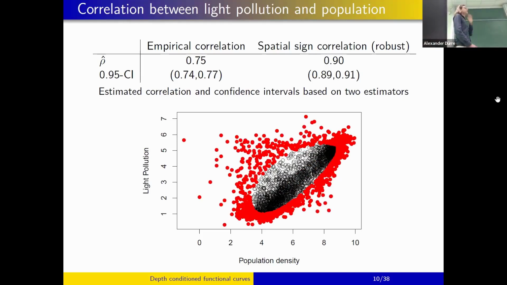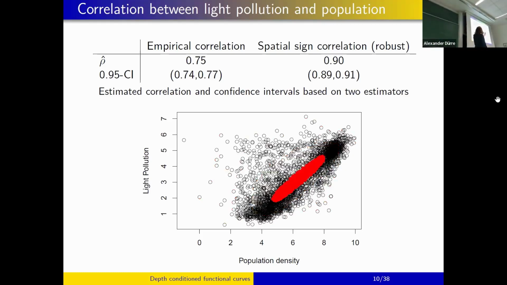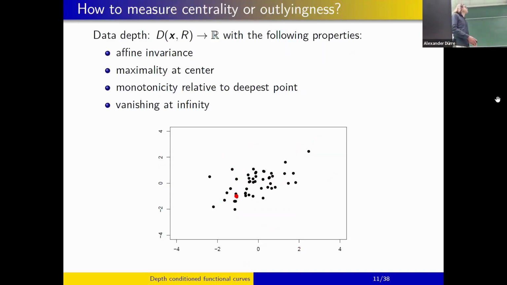And to do this, we first have to define what extreme means or what central means. And we didn't need to start from scratch, because there are already tools for this, which some of you probably already know. This is the concept of data depth. So the data depth measures centrality. It's a map, in this case from R2 to R, with some properties.